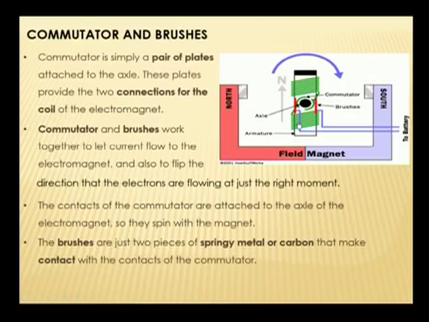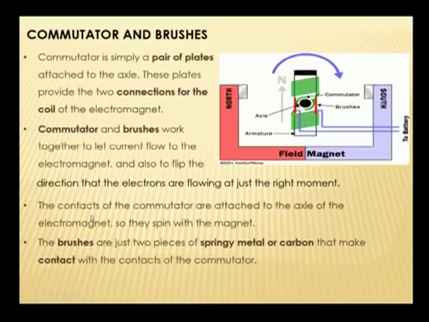The commutator and brushes work together to let the current flow and also to flip the direction that the electrons are flowing at just the right moment. So, the contacts of the commutator are attached to the axle of the electromagnet. So, they spin with the magnet. They play two roles. One is to keep the electromagnet in rotation, and also to flip the direction of the electrons.